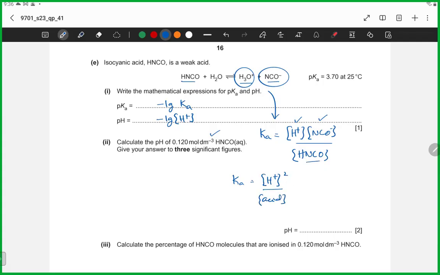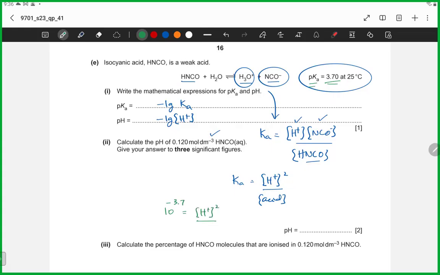Anyway, so you have this thing, and the K value is also given. The K value is not given, the pK value is given. So if you want to, you can calculate the K value, which is the inverse of pK. That's 10 to the power minus 3.7, and it's equal to H plus squared.